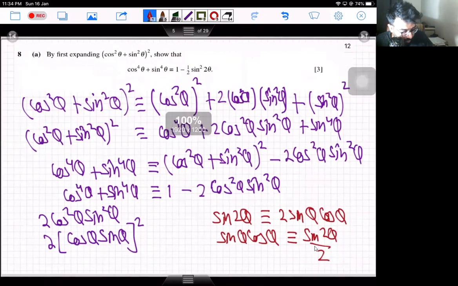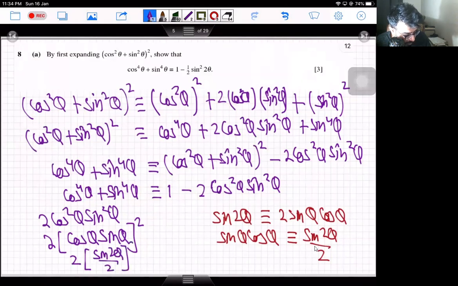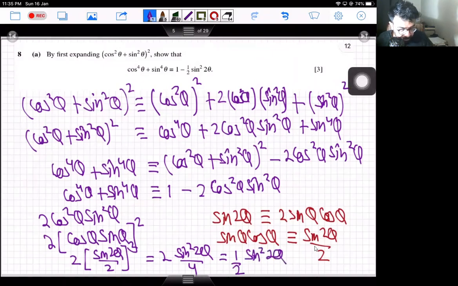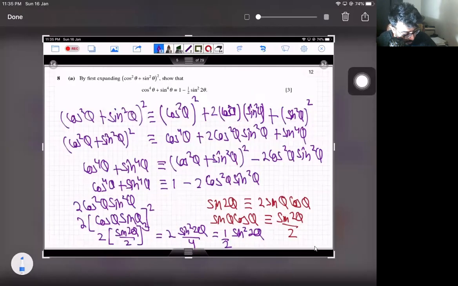So this is now in the form like this. 2 is a constant term, and then (sin 2θ over 2) is whole squared. So 2 is a constant term, and this is sin²2θ divided by 4. So 2 divided by 4 is half. So this is exactly equal to 1 over 2 multiplied by sin²2θ. So here you go, just one step is remaining.